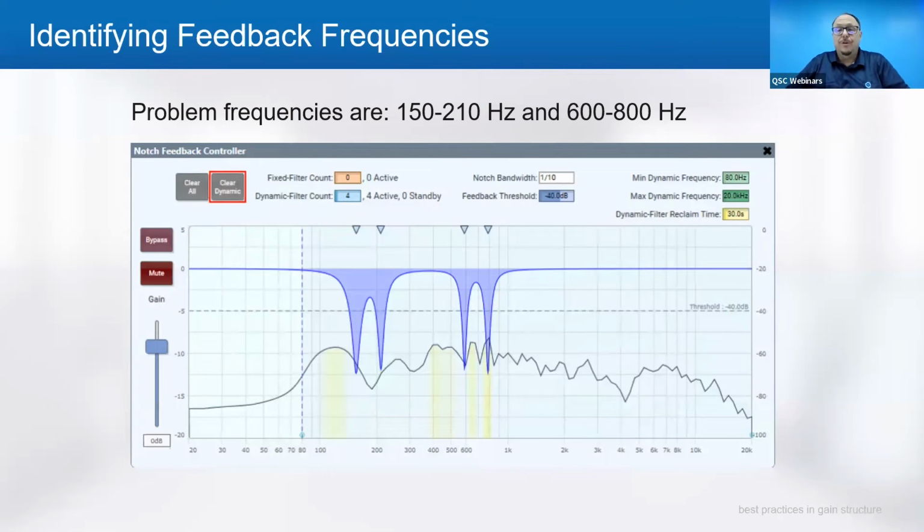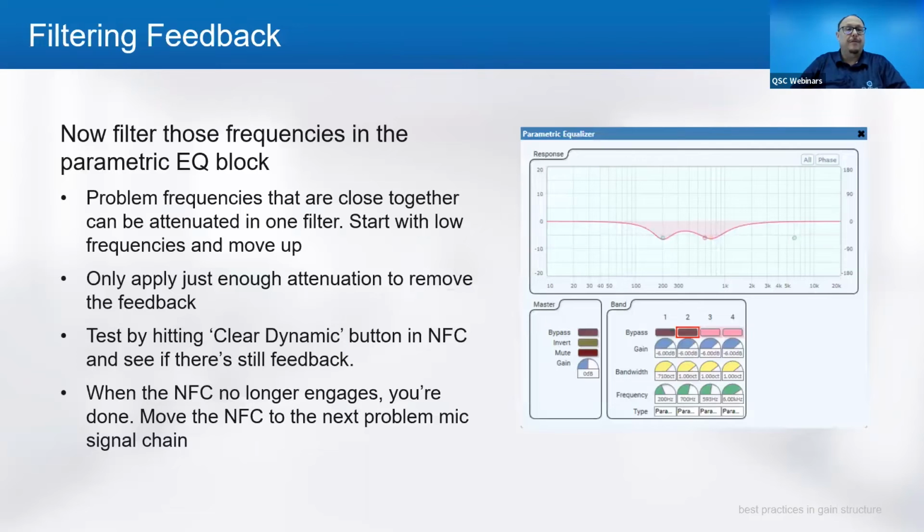But the idea of what you'll use here is you'll talk into the microphone, and this will help you identify that you have problem frequencies at around 150 to 210 hertz and from 600 to 800 hertz in there. So the next thing we would do is filter those frequencies in the parametric block.